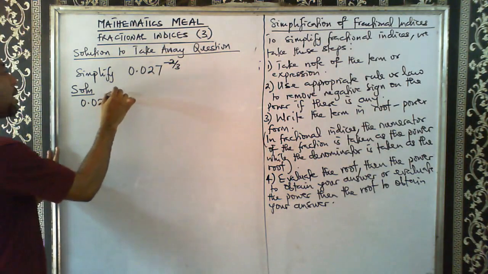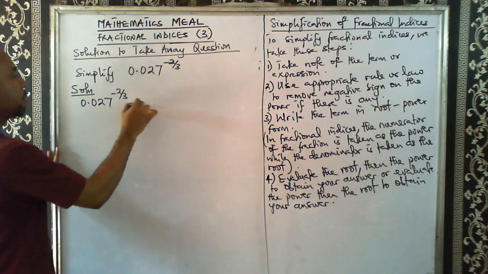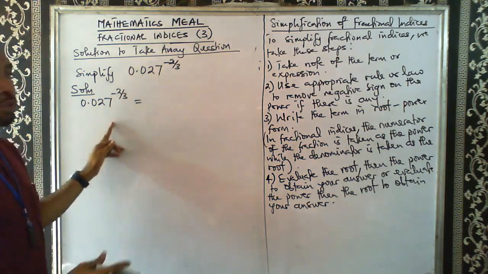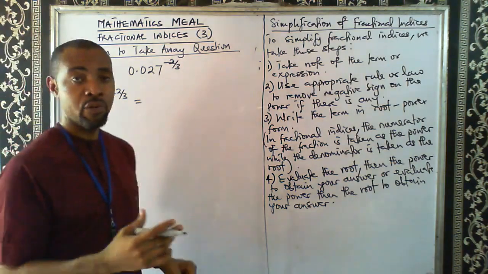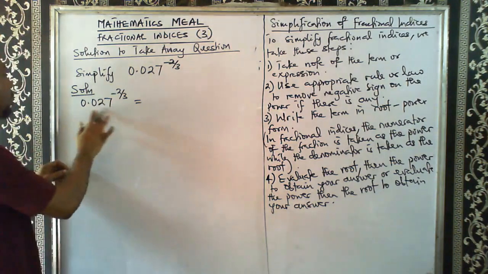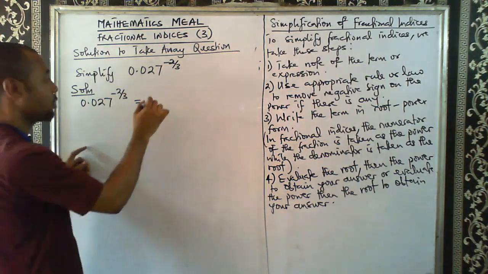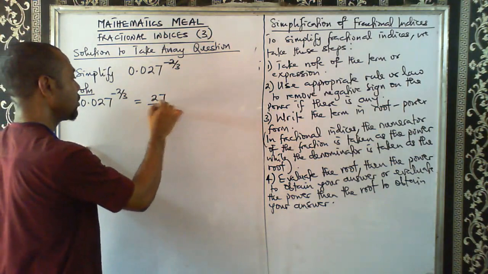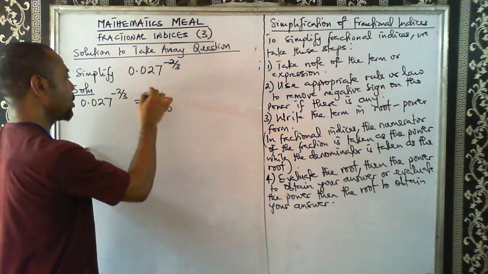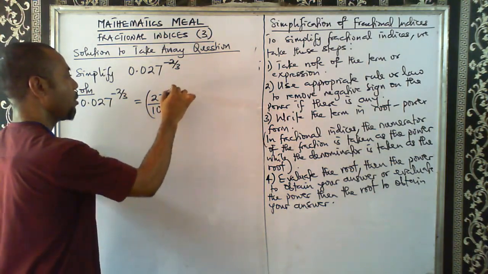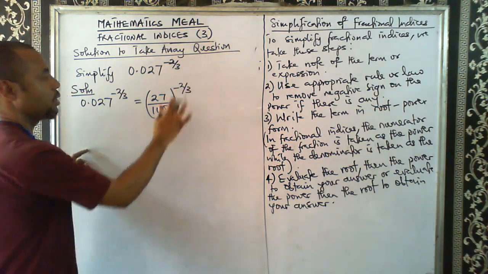0.027 raised to power minus 2 over 3. Now the first thing we need to do, just like we explained in our previous video, is change this to what? To vulgar fraction. So this will become 27 over 1000, raised to power minus 2 over 3.